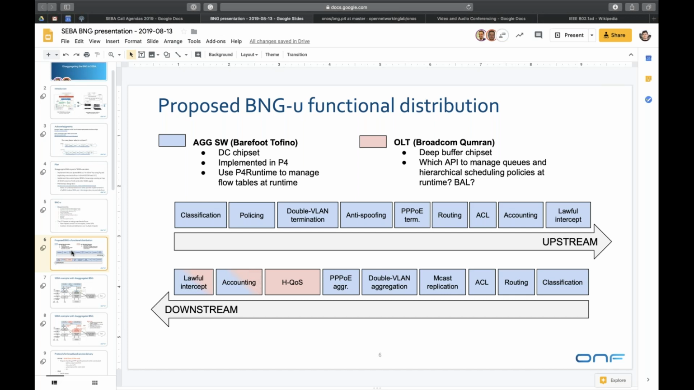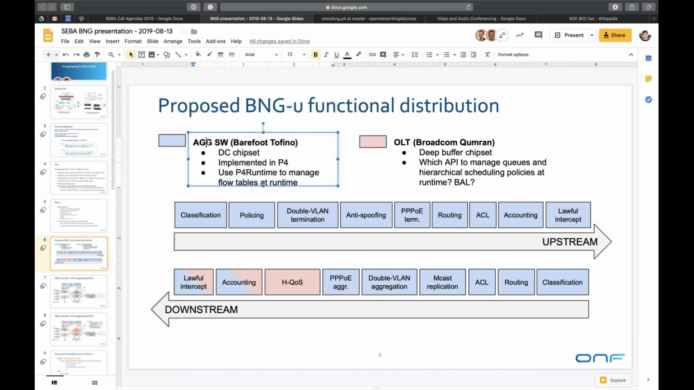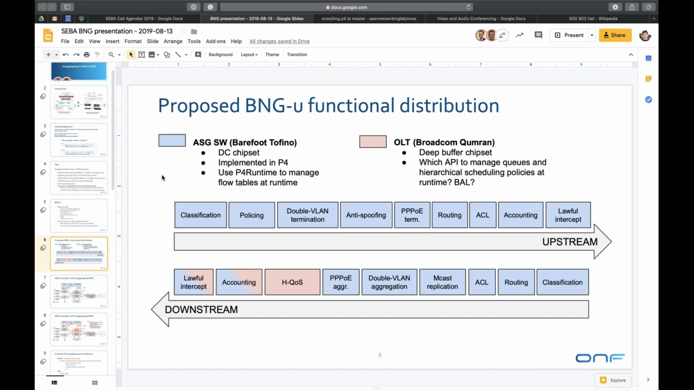The idea is to use a Barefoot Tofino-based switch as the aggregation switch, or I should call this the ASG, and to use the Broadcom QMRAM chipset, which is already part of the OLT in the exemplar platform. So the idea is to implement things like session termination and routing, so all the blue boxes, in the ASG using Tofino. And that's because it's very easy to implement all these functionalities using P4, because these functions can be easily abstracted using things like match action tables. And this is the main strength of P4, that of describing packet processing behaviors based on match action tables.